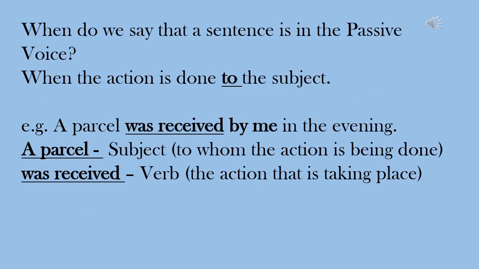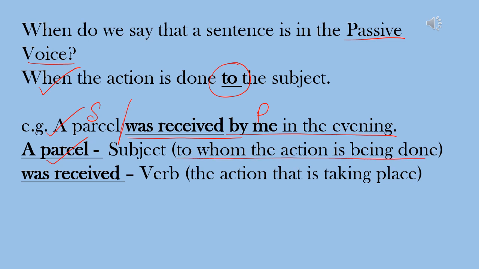In the same way, when the action is being done to the subject, we can easily make out that the sentence is in the passive voice. For example, a parcel was received by me in the evening. So here a parcel is the subject and the rest of the sentence is the predicate. So the subject is a parcel to whom the action is being done. What action was received? Was received is the verb or the action which is taking place and it is being done to the parcel. So that is why it is in the passive voice.